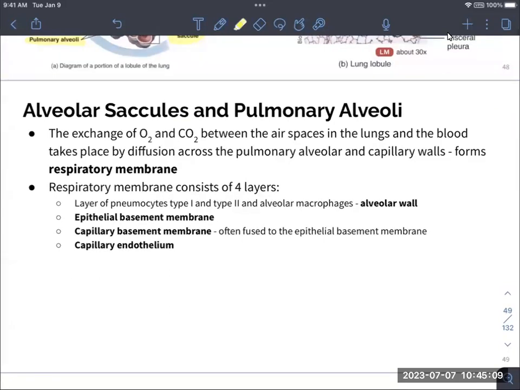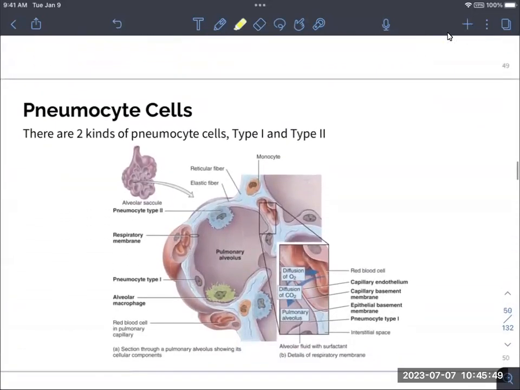So most exchange of oxygen and carbon dioxide takes place in these pulmonary alveoli and between the capillary walls. These are known as the respiratory membrane. These respiratory membranes are going to have 4 layers technically. We have that alveolar wall, which is those pneumocyte type 1 and type 2 cells with those alveolar macrophages. We have an epithelial basement membrane. Then we have that capillary basement membrane, that capillary endothelium. They're all very thin. And that's what allows this gas exchange to happen.